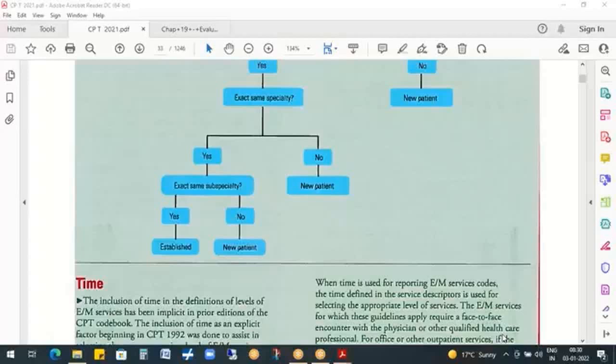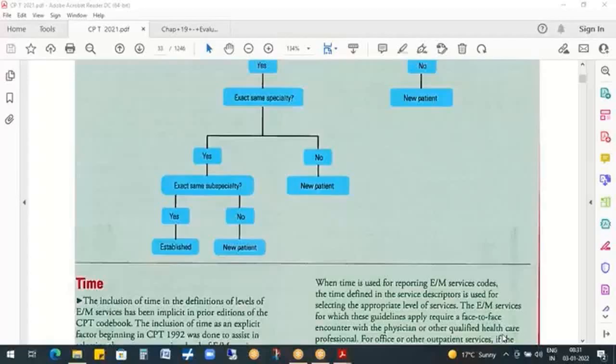Next one, inpatient. Key terms: admitted, comma, attending physician, comma, hospital floor. These are the verbiage used for inpatients.